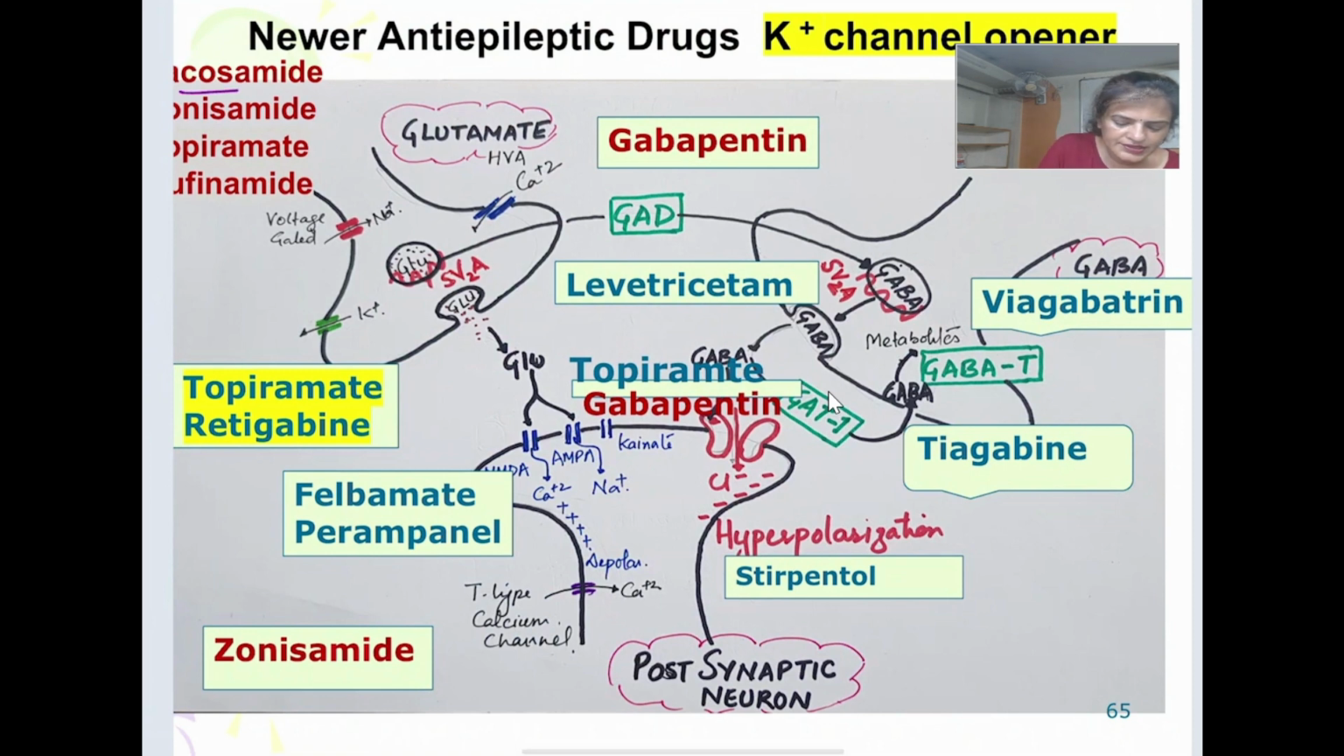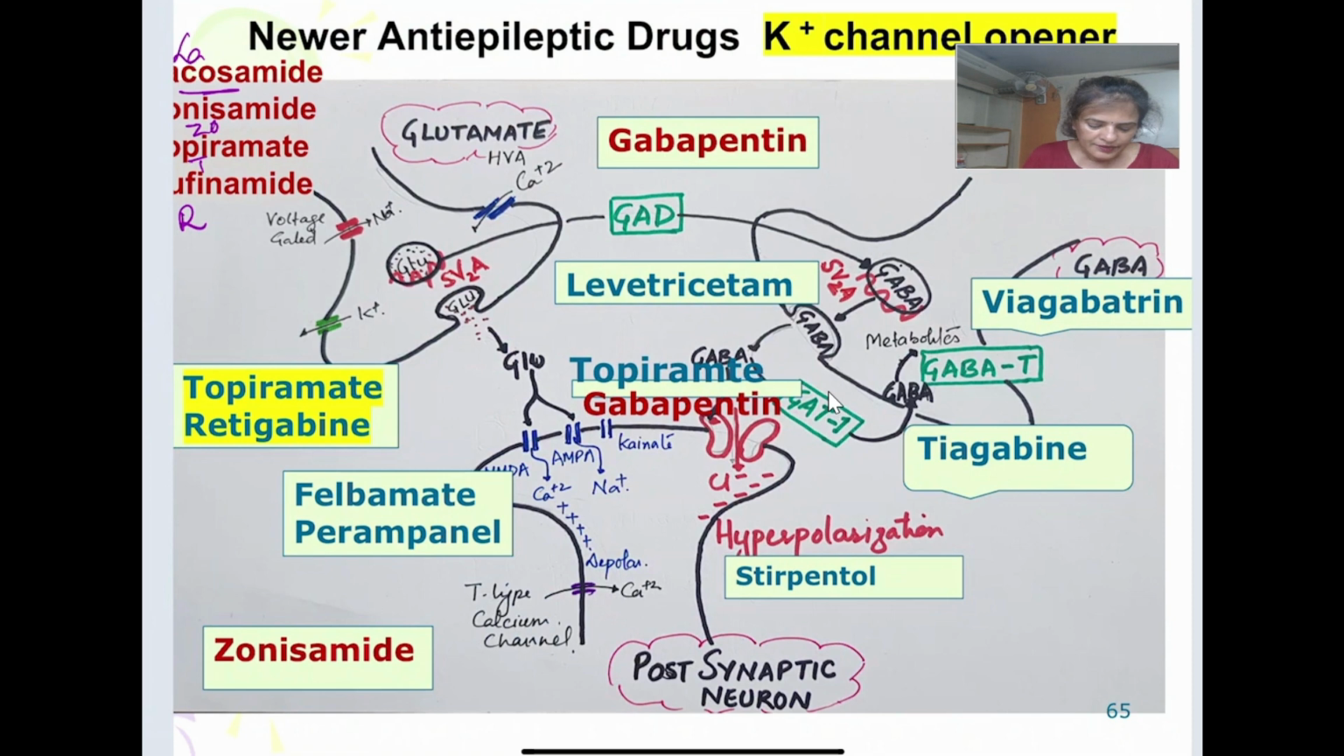This is the first drug, lacosamide. The second one is zonisamide. This is topiramate and this is rufinamide. These drugs are going to prolong the inactivation of the voltage gated sodium channel.